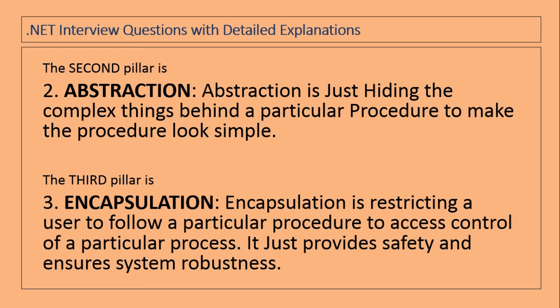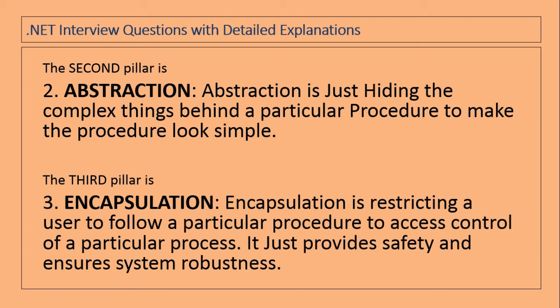Encapsulation is restricting a user to follow a particular procedure to access control of a particular process. It just provides safety and ensures system robustness. Let's again revisit the example of the car. While you are driving the car, you need to follow a particular mechanism in order to drive the car. That is, you need to first turn on the ignition, then press the clutch and put the car into the first gear. Then you need to accelerate in order to have the car move.